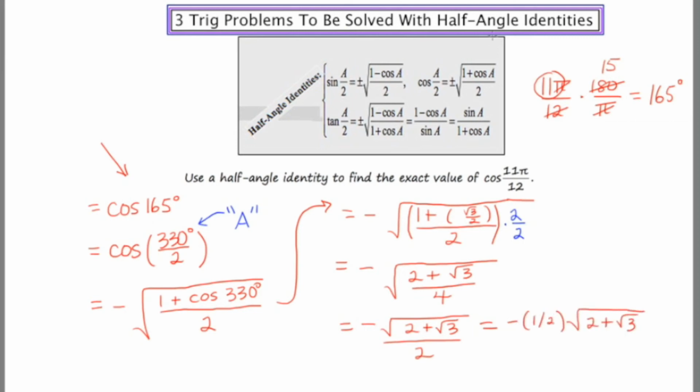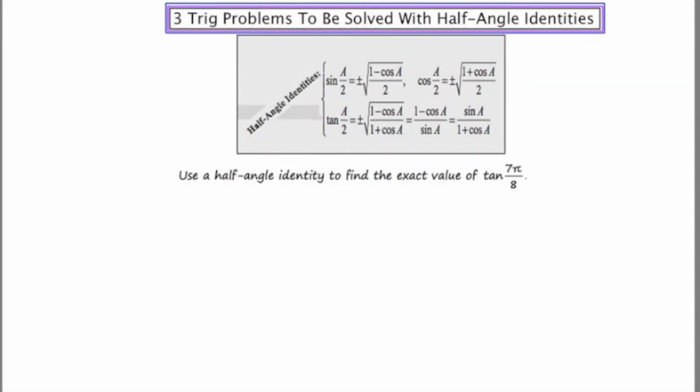These, of course, mean the same thing, but I have had students who look at this answer in the back and they're just a little confused at first. So I just want to remind you that dividing by 2 is the same as multiplying by a half, and that these are both equivalent expressions. So here's example number 2 of using a half angle identity to evaluate a non-benchmark trig angle.